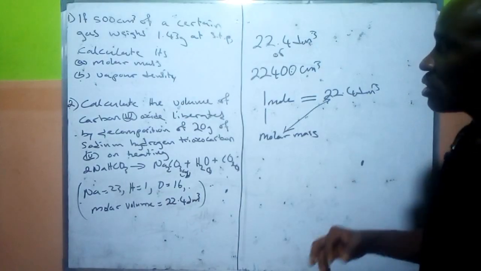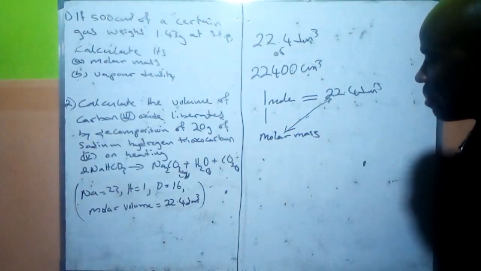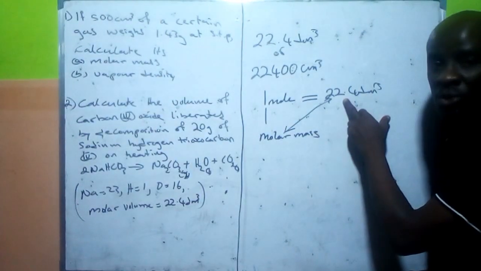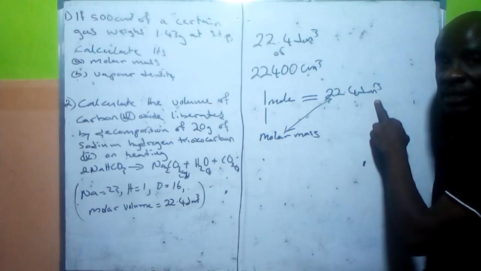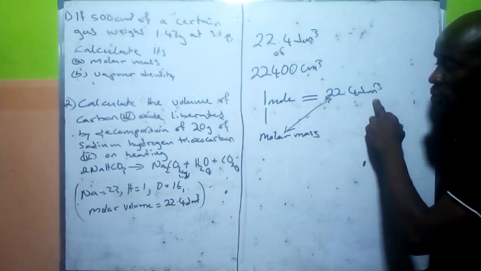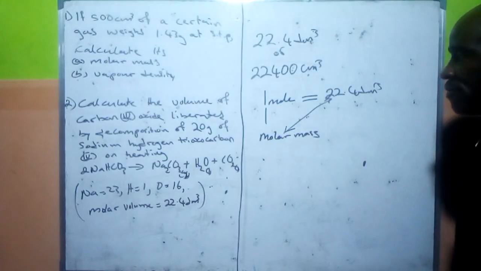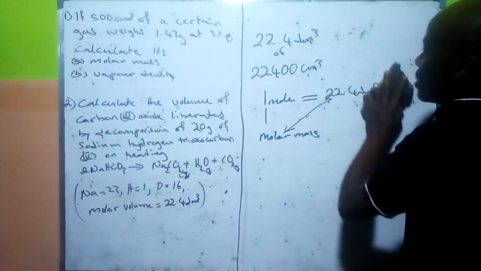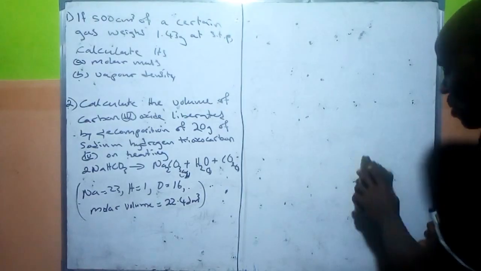So the question said calculate the what? Calculate the molar mass. If we agree that 22.4 dm cube of any substance in volume is also equal to the molar mass, then we can use this to get what we are looking for. So let's quickly look at how we can solve this first problem.